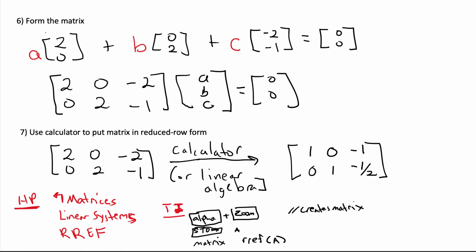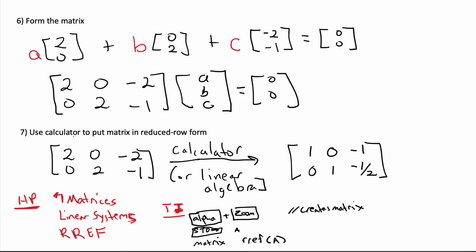And then we form a matrix. All we do is take all these little column vectors and squish them all together. So 2, 0, 0, 2, -2, -1. And then all the coefficients become a column vector, A, B, and C, and that's equal to 0 and 0.